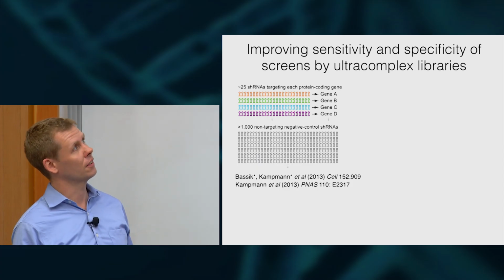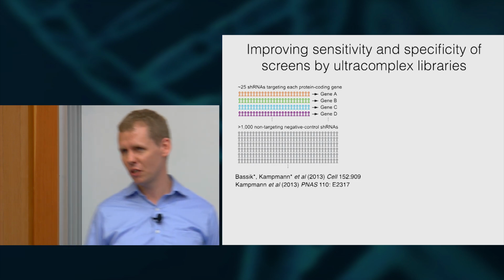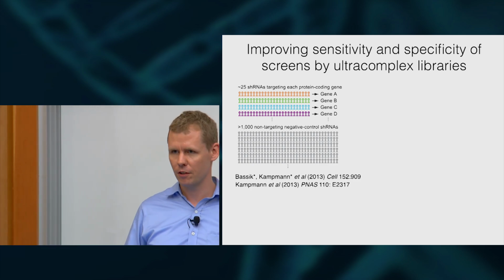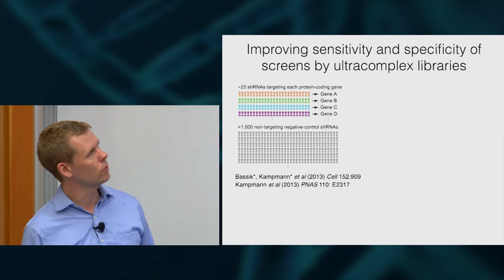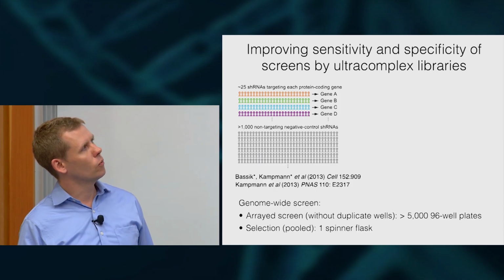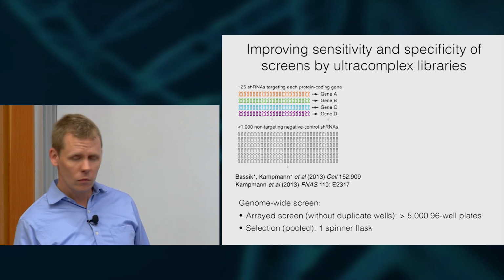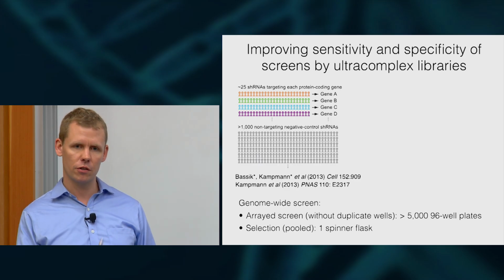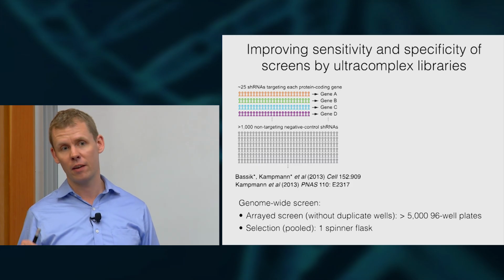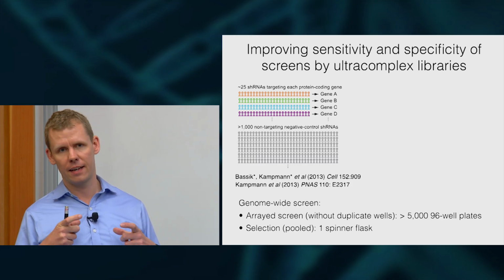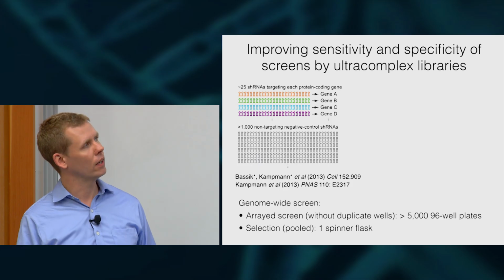The big drawback is, as you can see visually here, these are huge libraries, and this can be really prohibitive if you wanted to apply them to certain difficult systems. How did we do it? One of the first questions with these screens is, do you do an arrayed screen? Which means, do you have a way to distribute different reagents perturbing a given gene all individually into, say, wells, and then monitor cell phenotypes well by well?